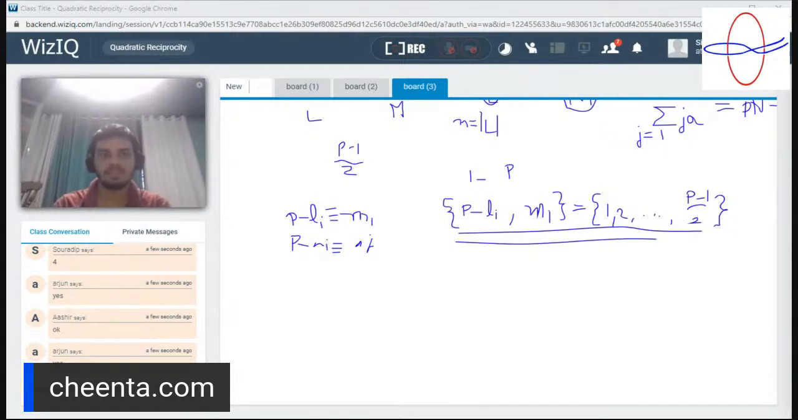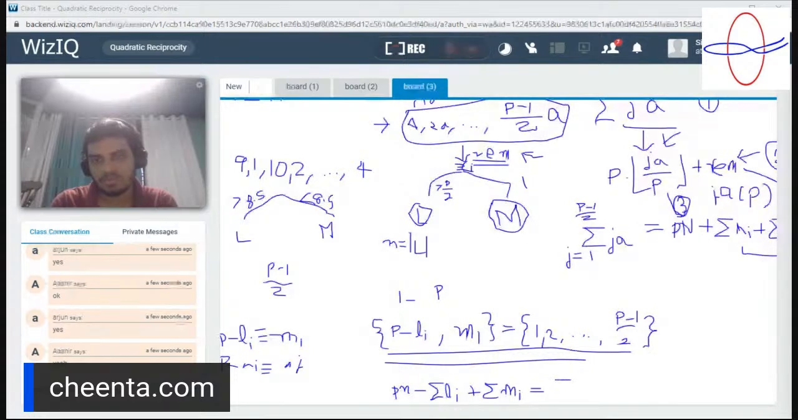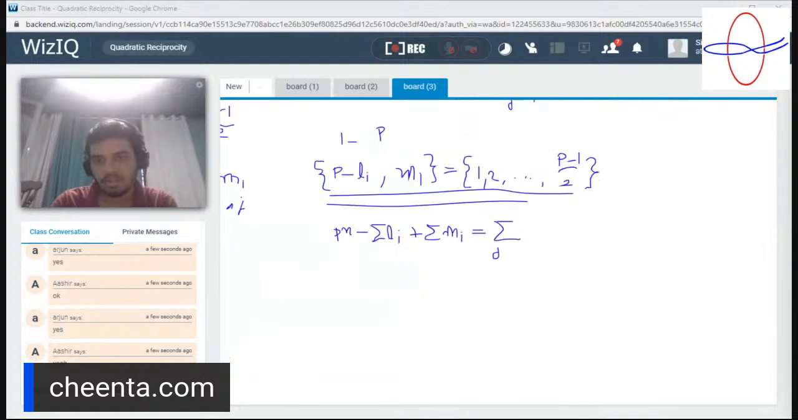So how does this help us? This helps us in the following way. So just adding all of the numbers here, you'd see that n p minus summation of Li plus summation of Mi equal to 1 plus 2 up to p minus 1 by 2, which I can just write as summation j equal to 1 to p minus 1 by 2 of j.